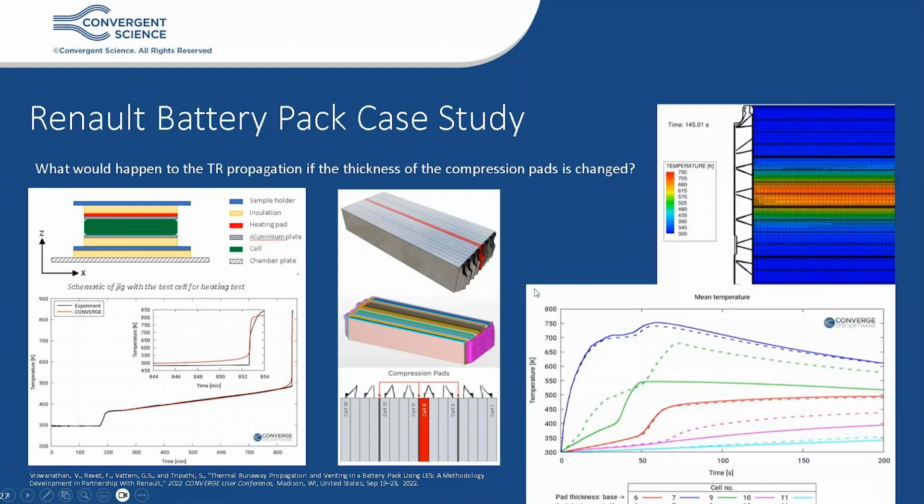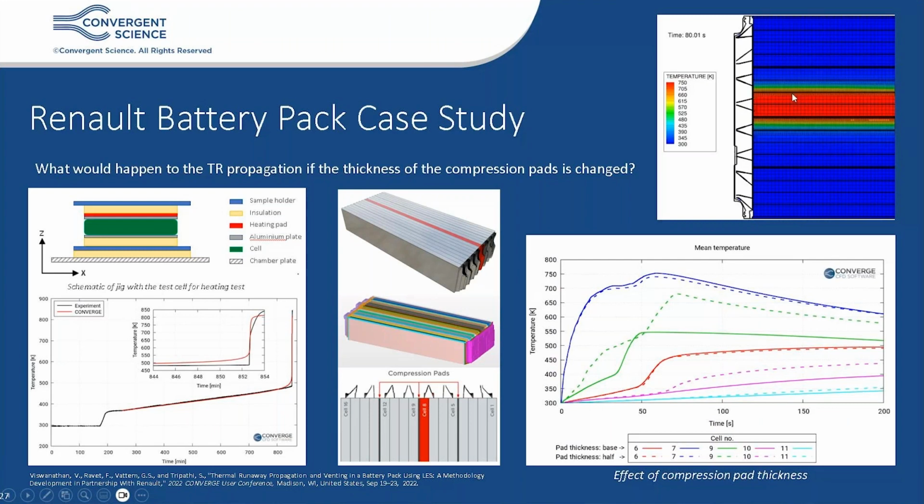Looking at the results for these simulations, you see we triggered cell 8 and it easily propagates to cells 7, 6, and 5, but across the compression pad, it takes a while for it to propagate to cell 9. Now, what would happen if the compression pad thickness was changed? If we change the compression pad thickness by half, you will see that for the cells in this direction, where there's no compression pad, it doesn't affect their thermal runaway propagation behavior. But for cell 9, between which there is a compression pad, you will see now thermal runaway is propagating much more quickly and much more strongly.